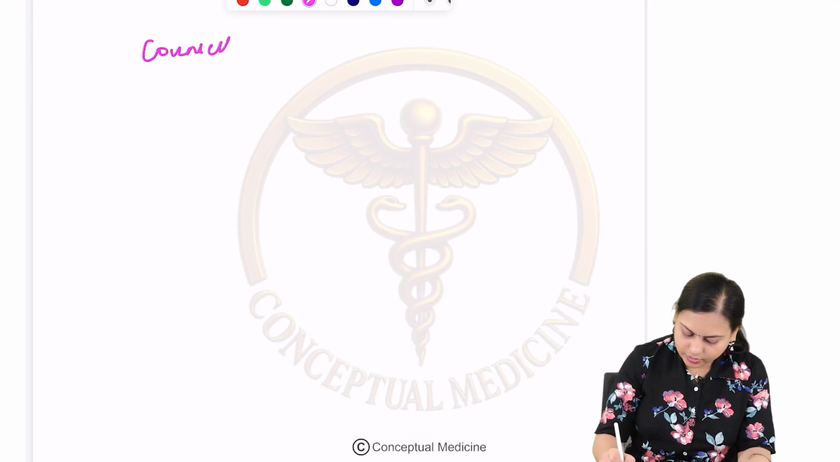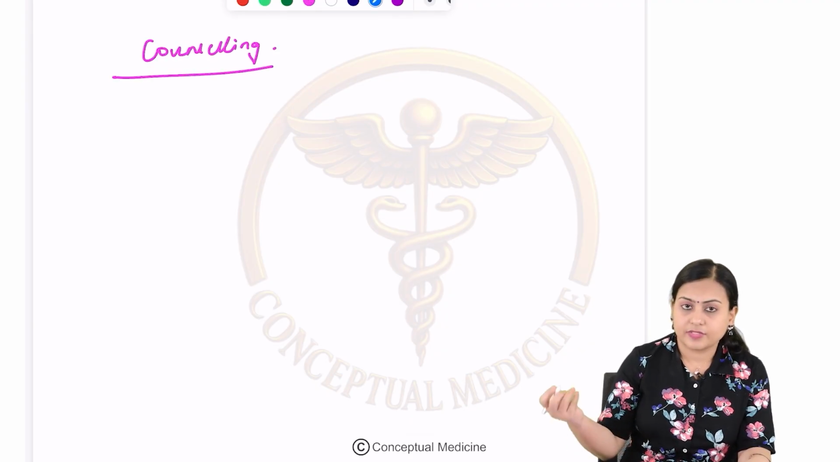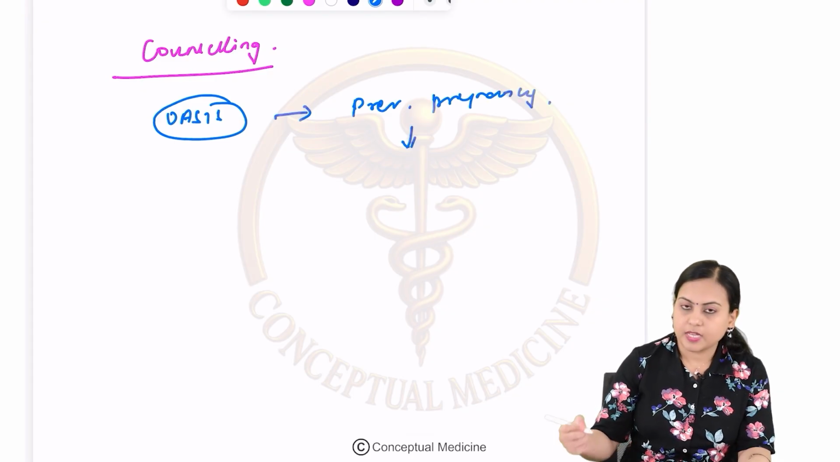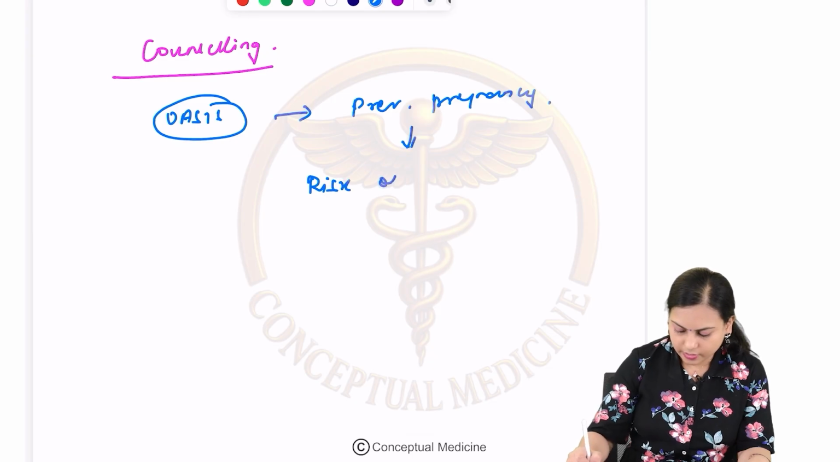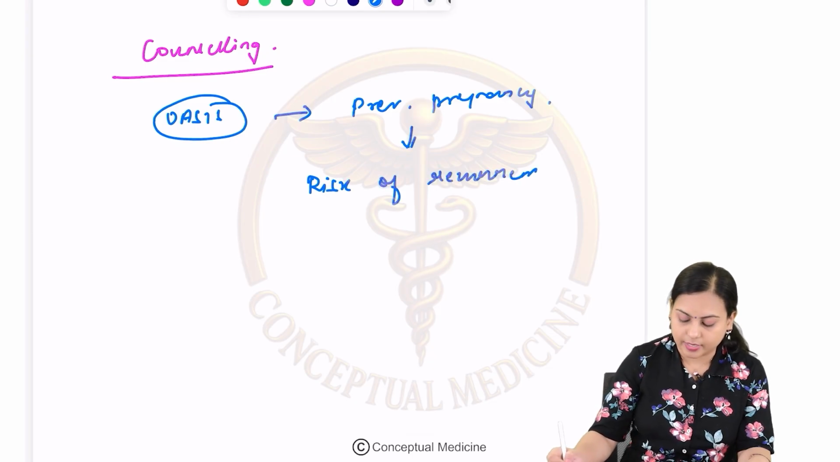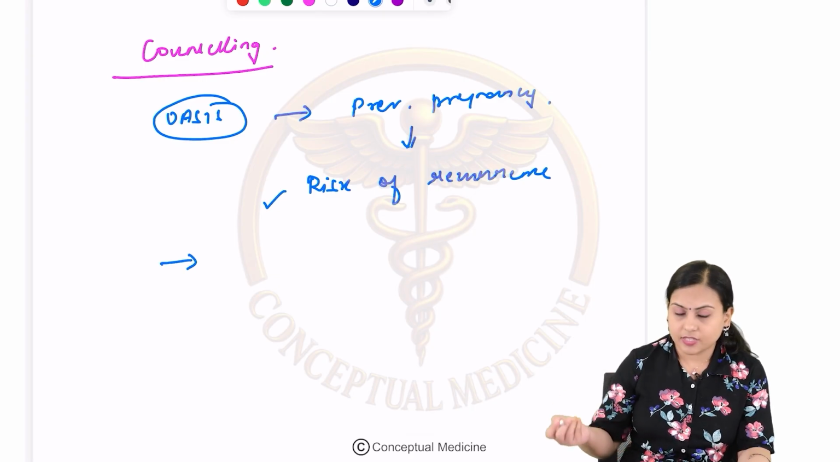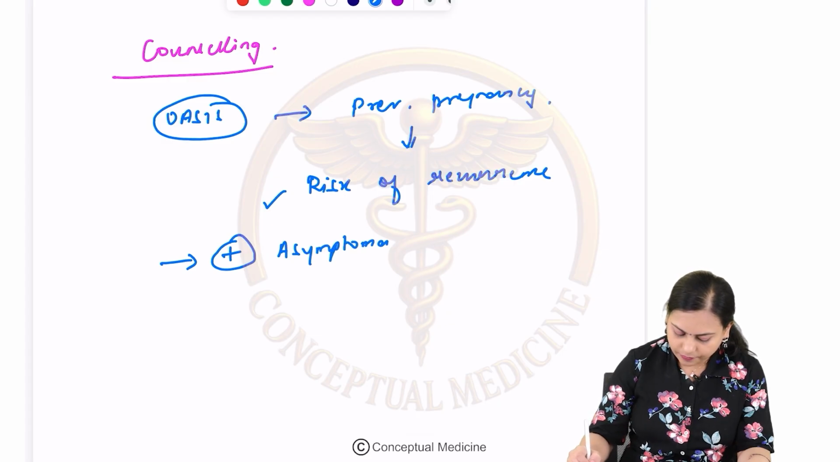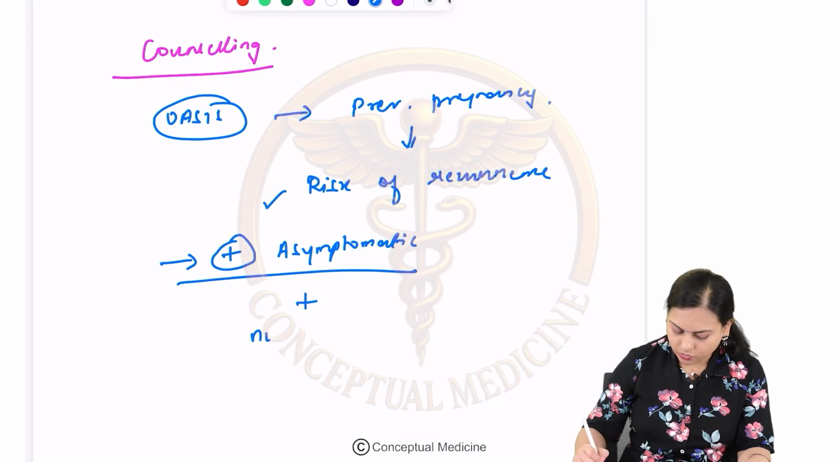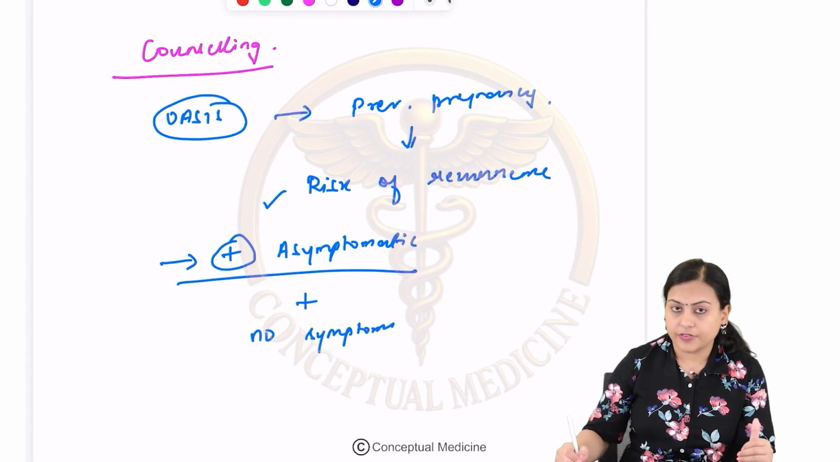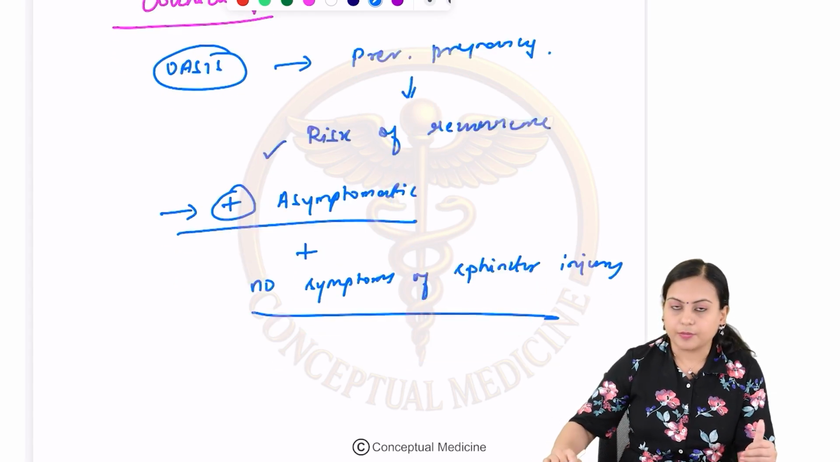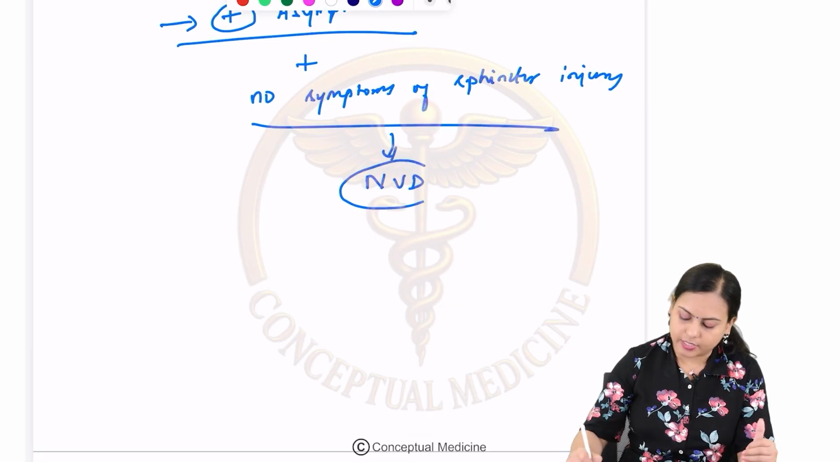Now, remember, you have to give counseling to the women. Suppose there was an OASIS injury in a previous pregnancy; women should be counseled about the risk of recurrence of OASIS injuries in the current pregnancy. Suppose there is a history of OASIS injury and the patient is asymptomatic, and there are no symptoms of sphincter injury as well, then you can permit them a normal vaginal delivery.